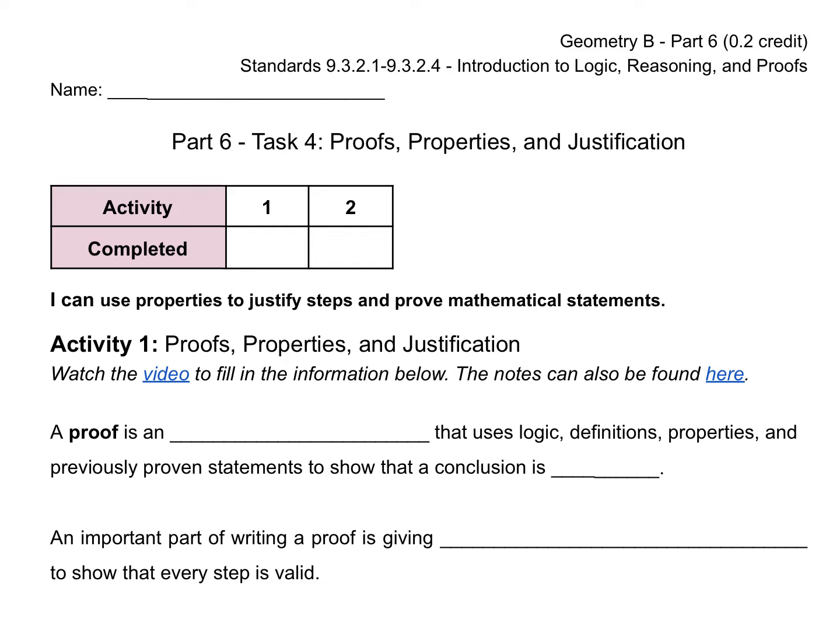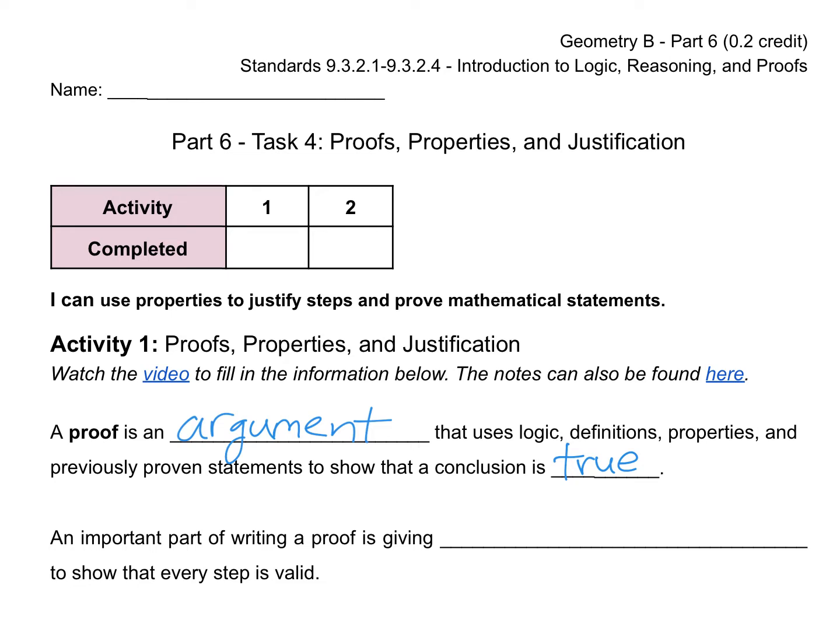Well, a proof is just an argument, but it's a very rigorous argument that uses logic, definitions, properties, and previously proven statements to show that a conclusion is true. And if it's a good proof, then it's absolute. You can't make a counter-argument because you've proven what it is to be true.